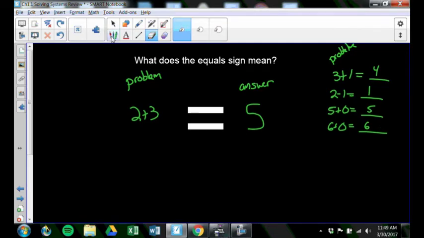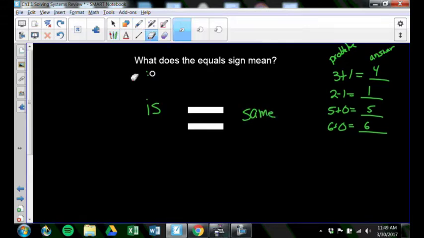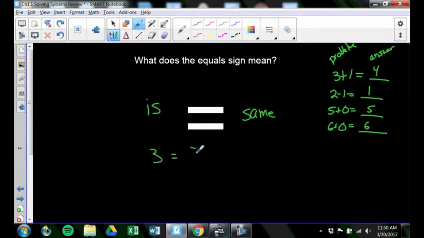But that's not really what the equal sign is trying to tell us. It's actually not problem and answer. And you might know this, but let's just make this really, really clear. The equal sign means is or same. It means one side is the same as the other. So if I have 3, that's the same as 3, but it's also the same as 2 plus 1, and 2 plus 1 is also the same as 3. One side is the same as the other.